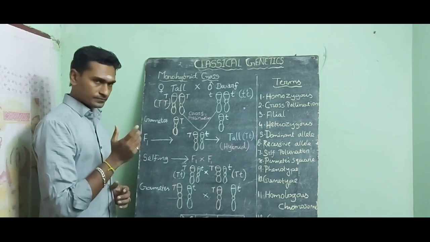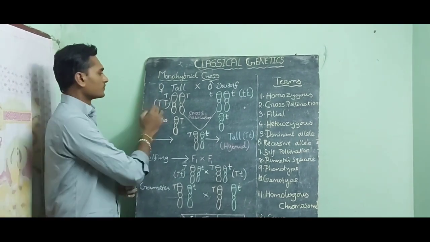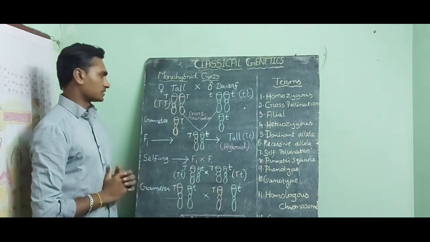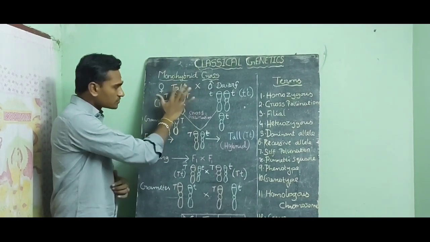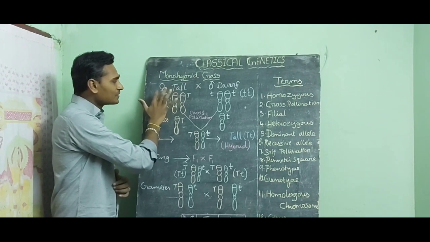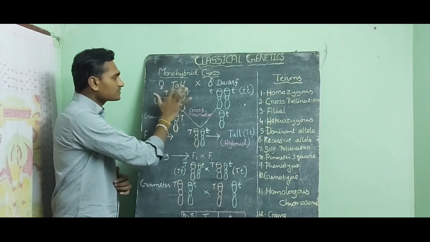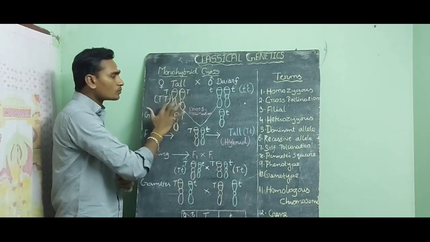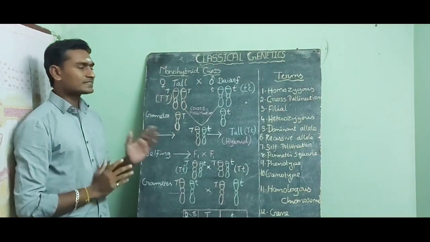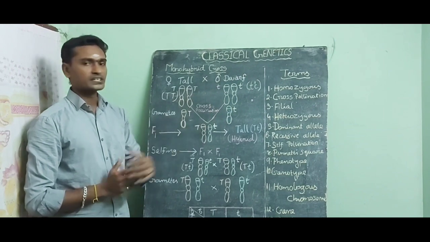I explain the term with the help of the Mendelian cross. So it is a homologous chromosome. It has two identical alleles on both homologous chromosomes. That condition is called the homozygous condition.